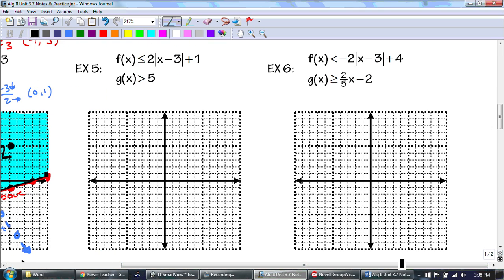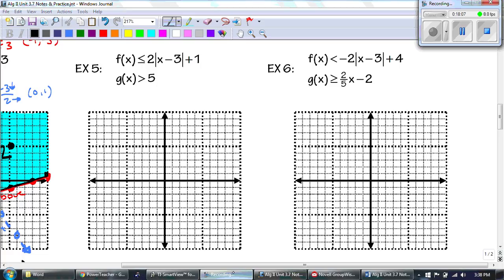All right, number 5. Let's see if you can graph both inequalities, and then we'll do the shading together. Go ahead and pause the video, and good luck.